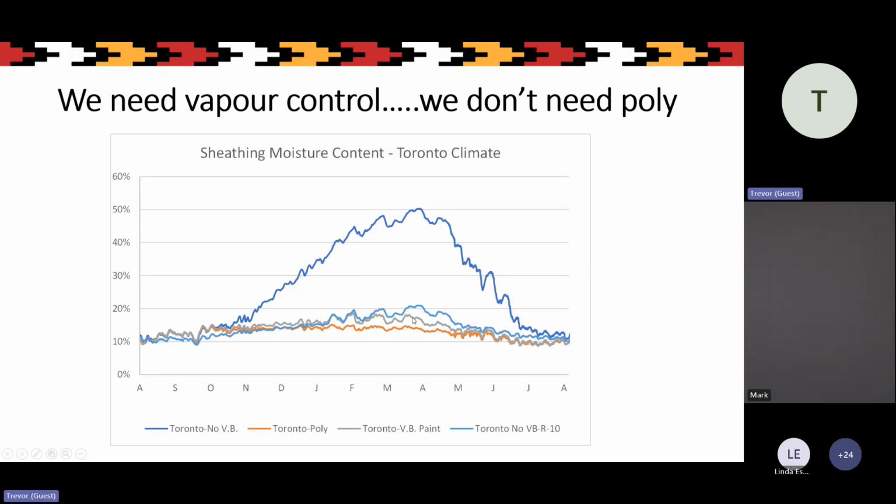And here's what it would do. So that's the gray line here. And what it shows is that we still stay well below 20% moisture content in the Toronto climate just by using vapor barrier paint instead of the poly. And then the other option I just chose to show was, what if we were to add R10 of insulation to the outside, like we talked about? So no vapor barrier whatsoever, R10 insulation on the outside, and that's this light blue line. So we do get a little bit over 20 for one week or two, but generally also could be a very safe approach.